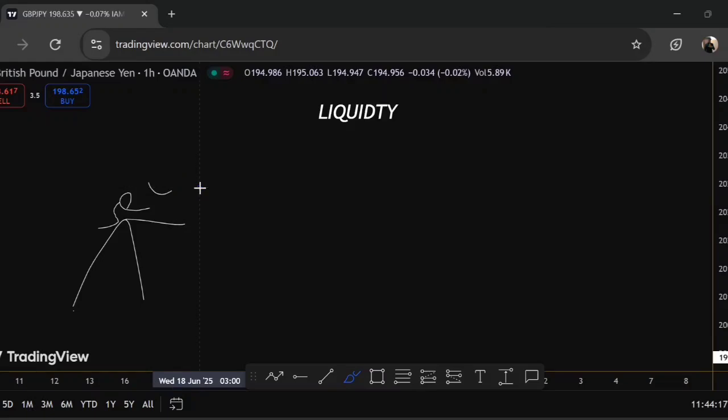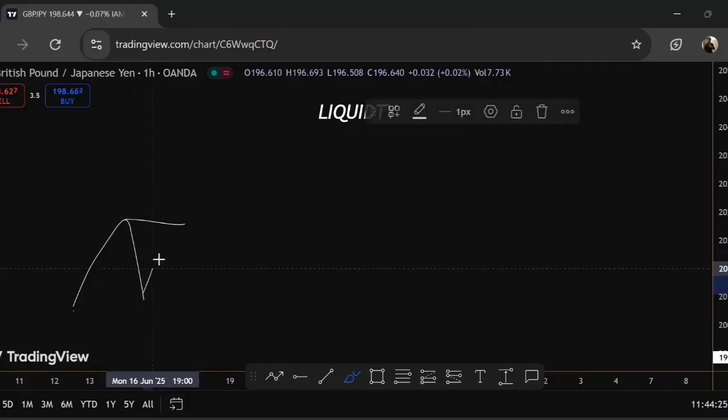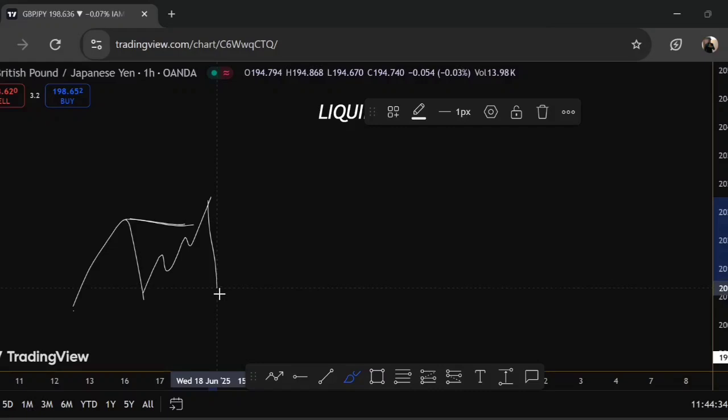So now the basic knowledge of liquidity states that when price starts going back up there again, we want to see price take out that previous high before dropping down, and vice versa for a low.